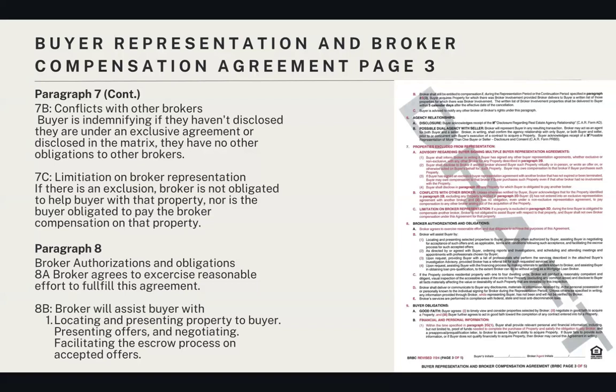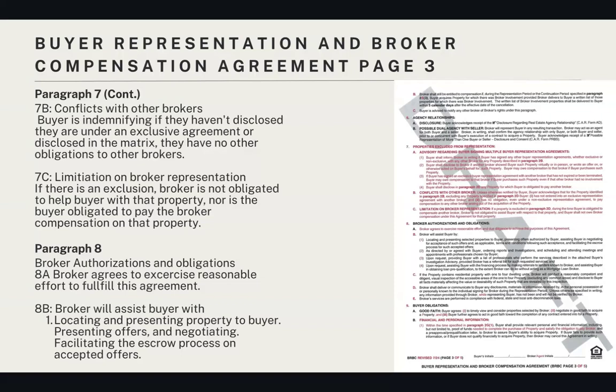7C is limitation on broker representation. If there is an exclusion, the broker's not obligated to help that buyer with that property. They don't understand that. You're not going to get paid. So nor is the buyer obligated to pay the broker compensation on that property. So you're not going to get paid. You're not obligated to help that person. And that's what the buyer broker agreement says. Now, you may want to help them, but you have to be careful with that, because you could be getting yourself in a situation where you could be in conflict with another brokerage.